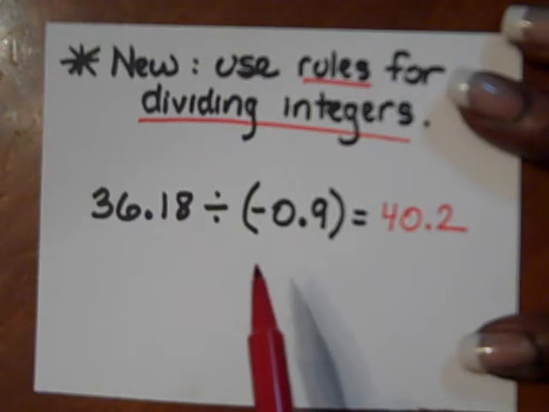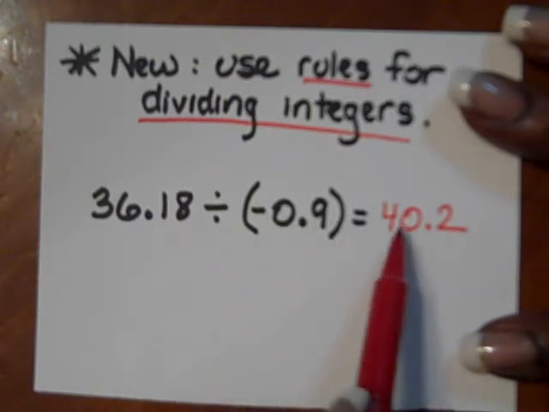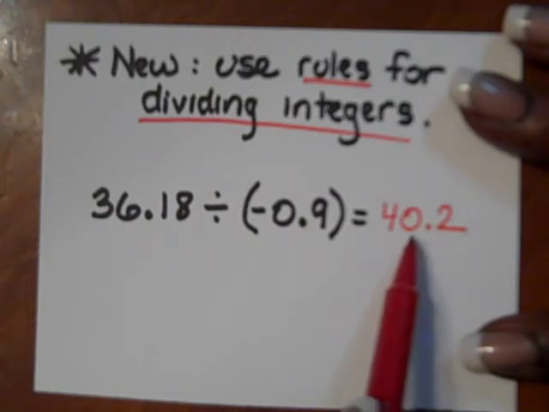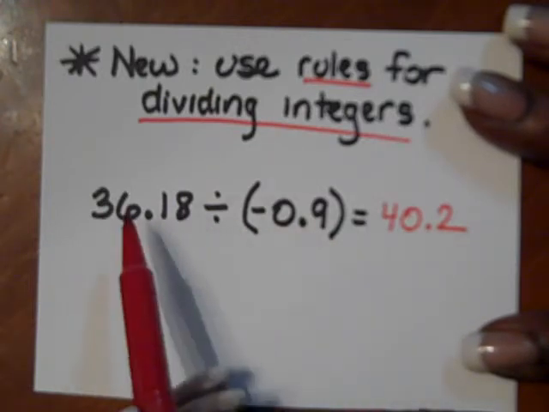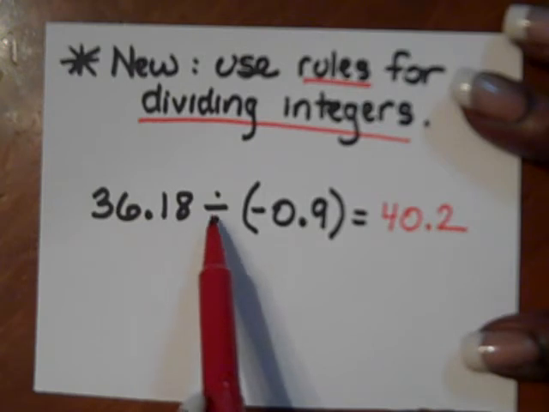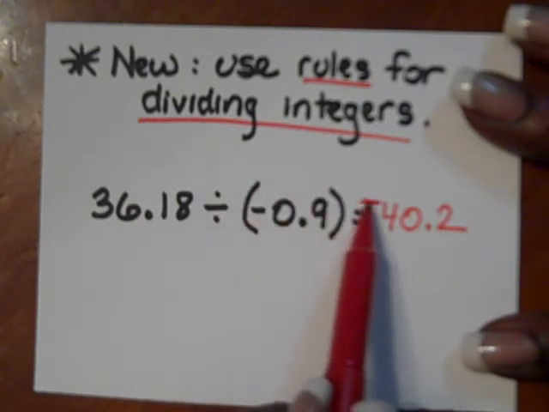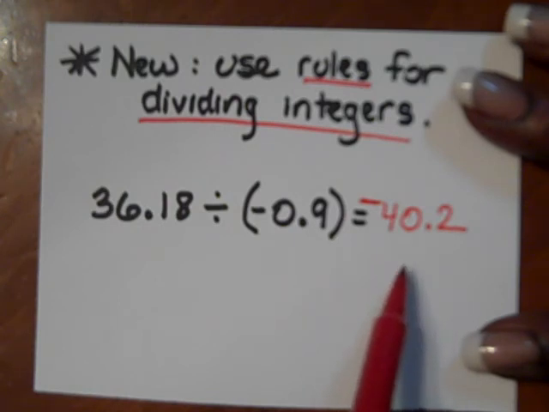So we already did the long division for this problem, and we got the quotient of 40.2. The only thing that's really new, like I said, we have to determine, is this a positive quotient or a negative quotient? And if you look at the signs in your problem, we have a positive number divided by a negative number, therefore making my solution or my quotient negative 40.2.